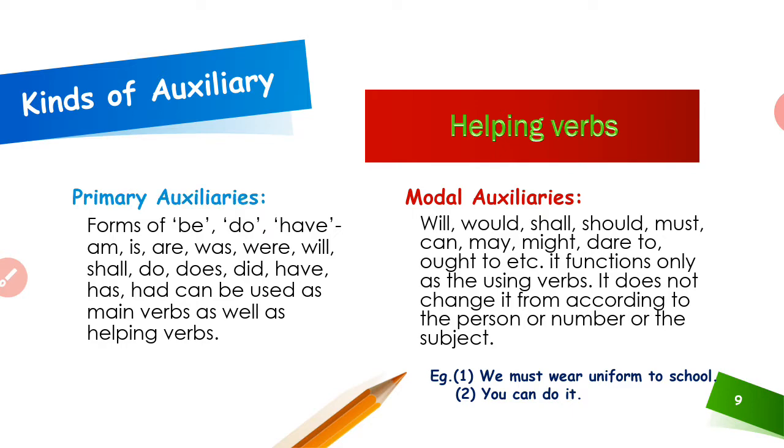Forms of be, do, have: am, is, are, was, were, will, shall, do, does, did, have, has, had can be used as main verbs as well as helping verbs. So, primary auxiliaries can be used as main verbs or helping verbs. Next is modal auxiliaries: will, would, shall, should, must, can, may, might, dare to, ought to, etc.